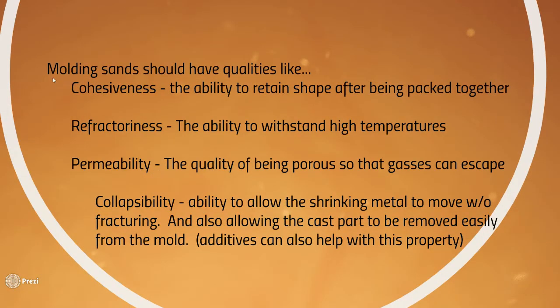All right, so when you're looking at your mold, you want to choose sand that has certain qualities. These definitions are very important, so pay attention to them. Your first quality is that you want it to have cohesiveness. What that means is that you want your sand to be able to keep its shape after it's been packed together. That's important because that speaks to the quality of your mold. You want your mold to be very strong because it's going to hold the molten metal.